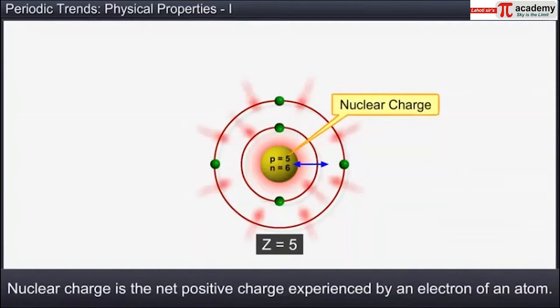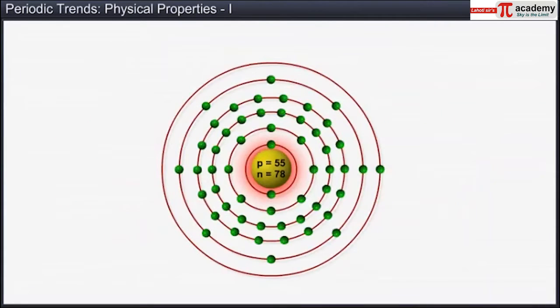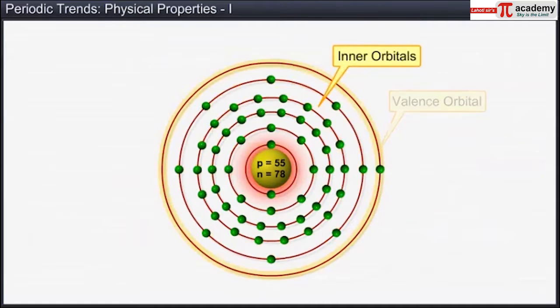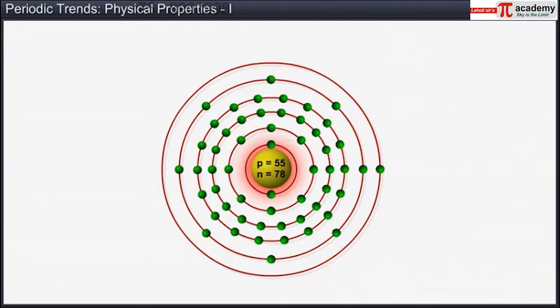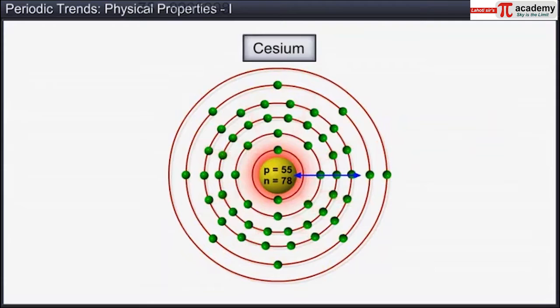Nuclear charge is the net positive charge experienced by an electron of an atom. The effective nuclear charge varies with the proximity of electrons from the nucleus. This is because electrons in the inner orbitals shield the electrons in the outer orbitals from experiencing the full nuclear charge. For example, the valence electron in cesium is shielded from the nucleus by the inner electrons. As a result, the valence electron experiences a net positive charge that is less than the actual charge.